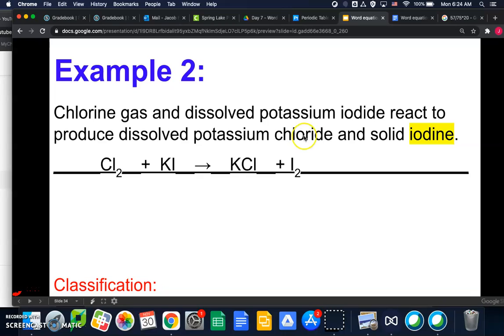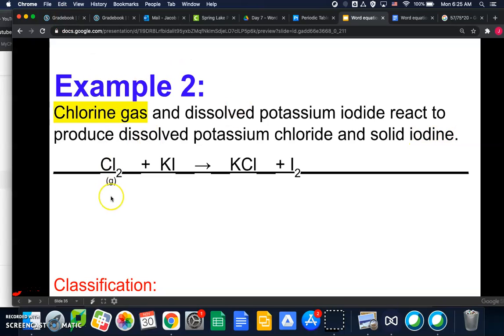Okay, and so then next up, let's do the states of matter. So first up is chlorine. It says here that chlorine is a gas, so it's going to be Cl2 gas. Potassium iodide is dissolved, so that means it must be aqueous. Then they react to produce dissolved potassium chloride, so that one's also aqueous. And solid iodine, so that one's a solid.